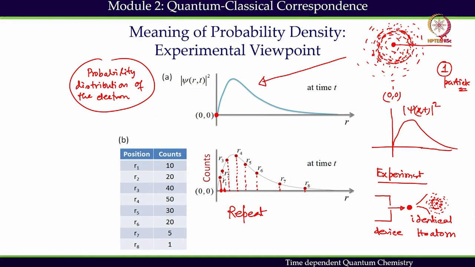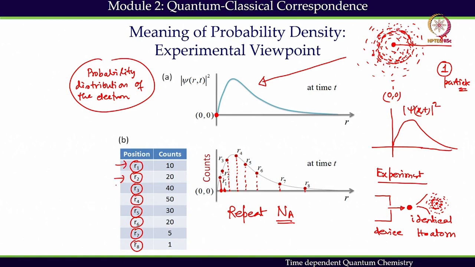This way, if we repeat that experiment, we will find different possible positions. Our task is to find out how many times I have found a particular position, r1, r2, r3, r4, r5, r6, r7, r8 and so on. I am repeating the experiment, let us say, Avogadro number of times, 10 to the power 23 times. Many, many times I have to repeat the experiment, and I have to count how many times I have got a particular position, let us say r1, r2.